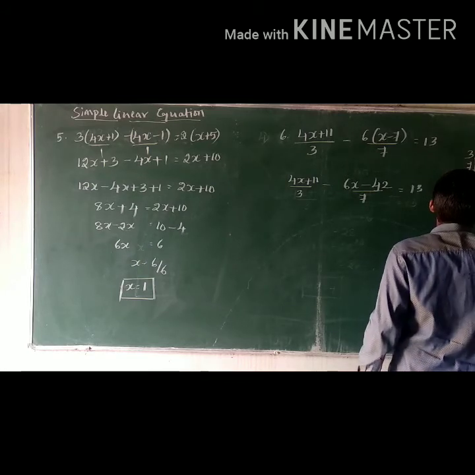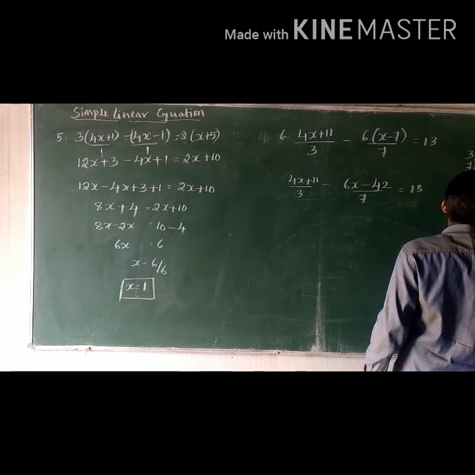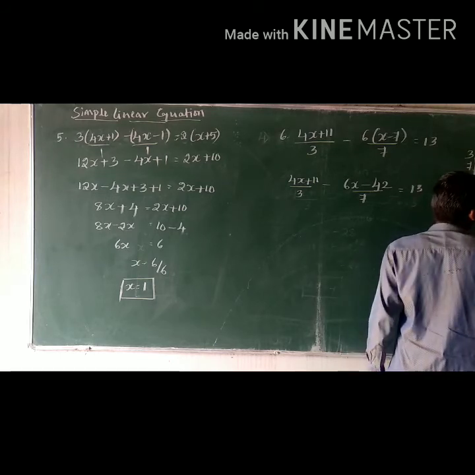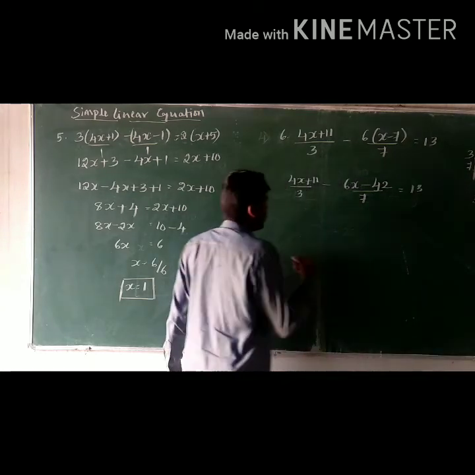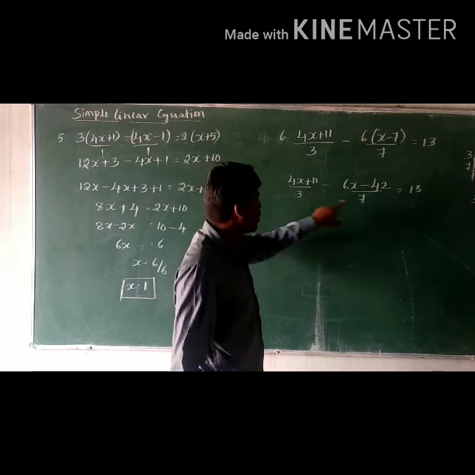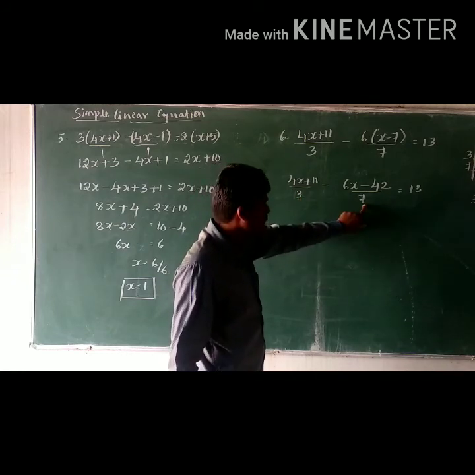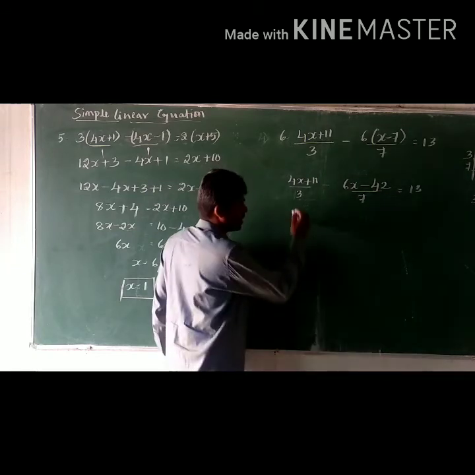Now 3 into 7 into 1 into 1, we get 21. 3 sevens are 21. I can now do the problem with the 21. This 3 should make it 21, so we should multiply by 7. This 7 should make it 21, so we should multiply with 3. Okay, let's see the next step.